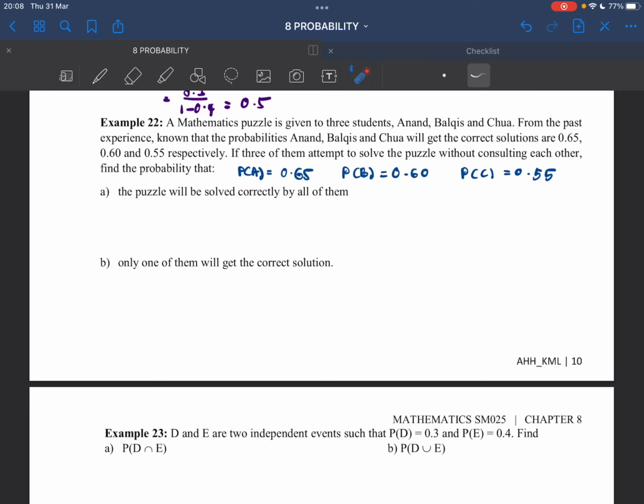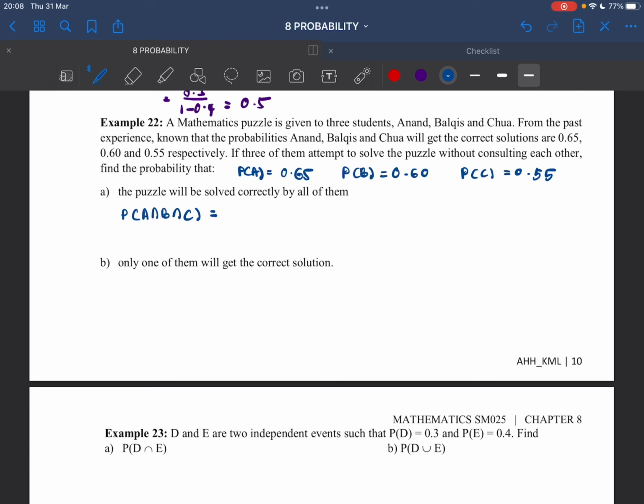Remember this? Make sure you know this without consulting each other. Find the probability that the puzzle will be solved correctly by all of them. That means Anand, Balkis and Chua solve the puzzle correctly. So what we are going to find is actually P(A intersect B intersect C).